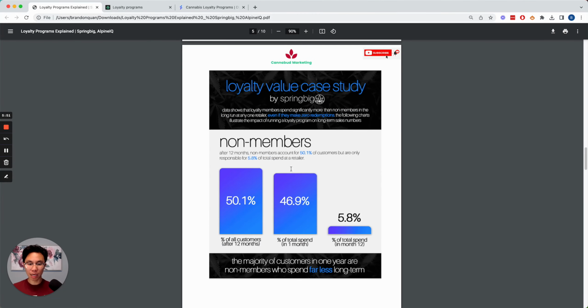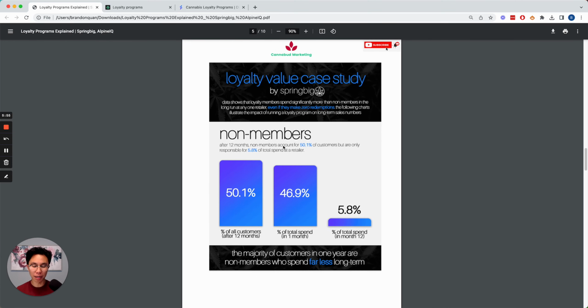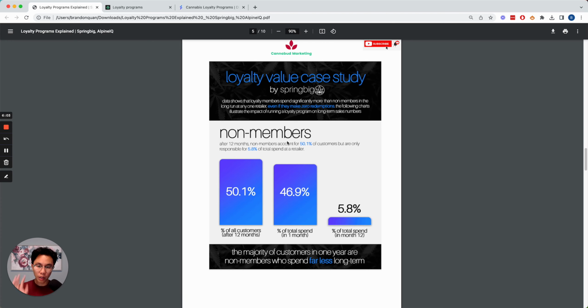Now, this is a case study by Springbig. This is directly on their website. Initially, this was kind of confusing for me to look at, but don't worry, that's what I'm here for. I'm going to go through and explain this case study. What Springbig did is they broke down how much non-members spend, how much members spend, and then how much members who have redeemed points spend, right? So the first one is non-members.